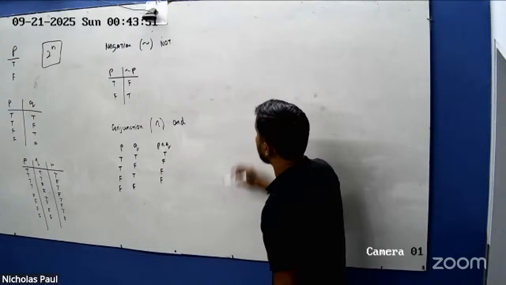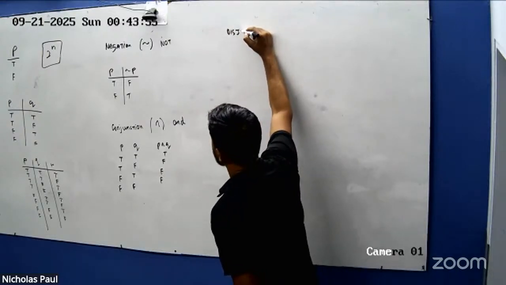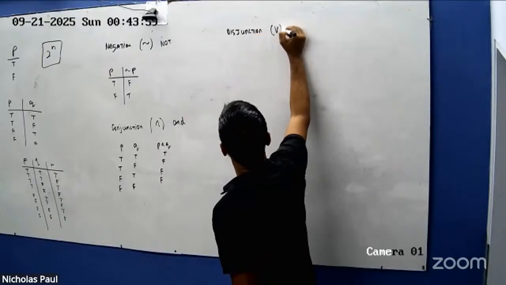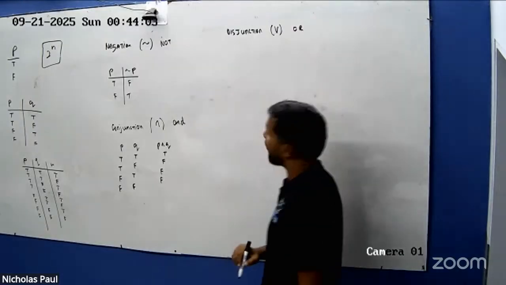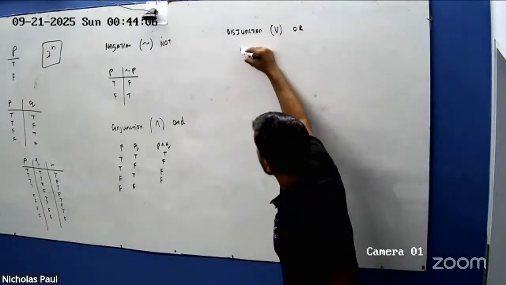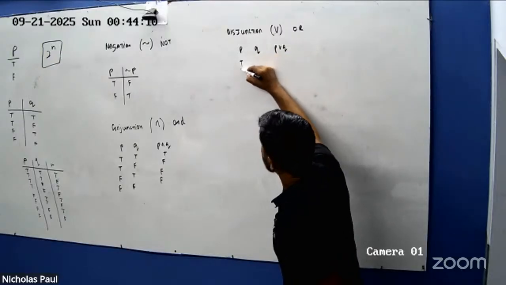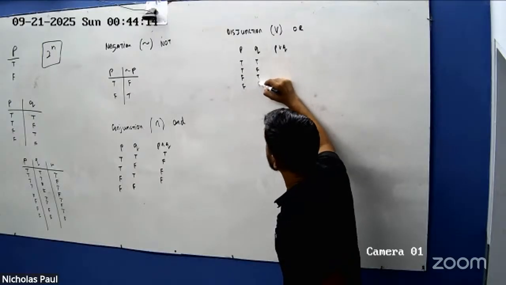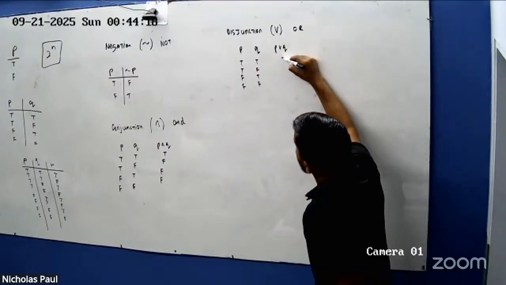And disjunction. Spell that right. Or. So that'll be P, Q, P or Q. So this is true, true, false, false, true, false, true, false. For P or Q, once you have a true, the result is true.